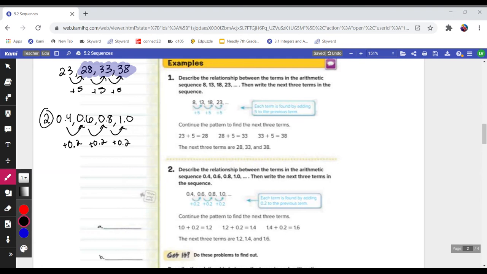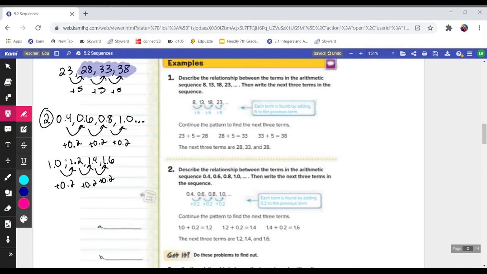So in order to find the next 3 in this sequence, I'm going to start with my 1 and 0/10, and I'm going to add 2/10. So that gives me 1 and 2/10. Then I'm going to add another 2/10. That gives me 1 and 4/10. And once again, add 2/10 gives me 1 and 6/10. So my next 3 terms are 1 and 2/10, 1 and 4/10, 1 and 6/10.